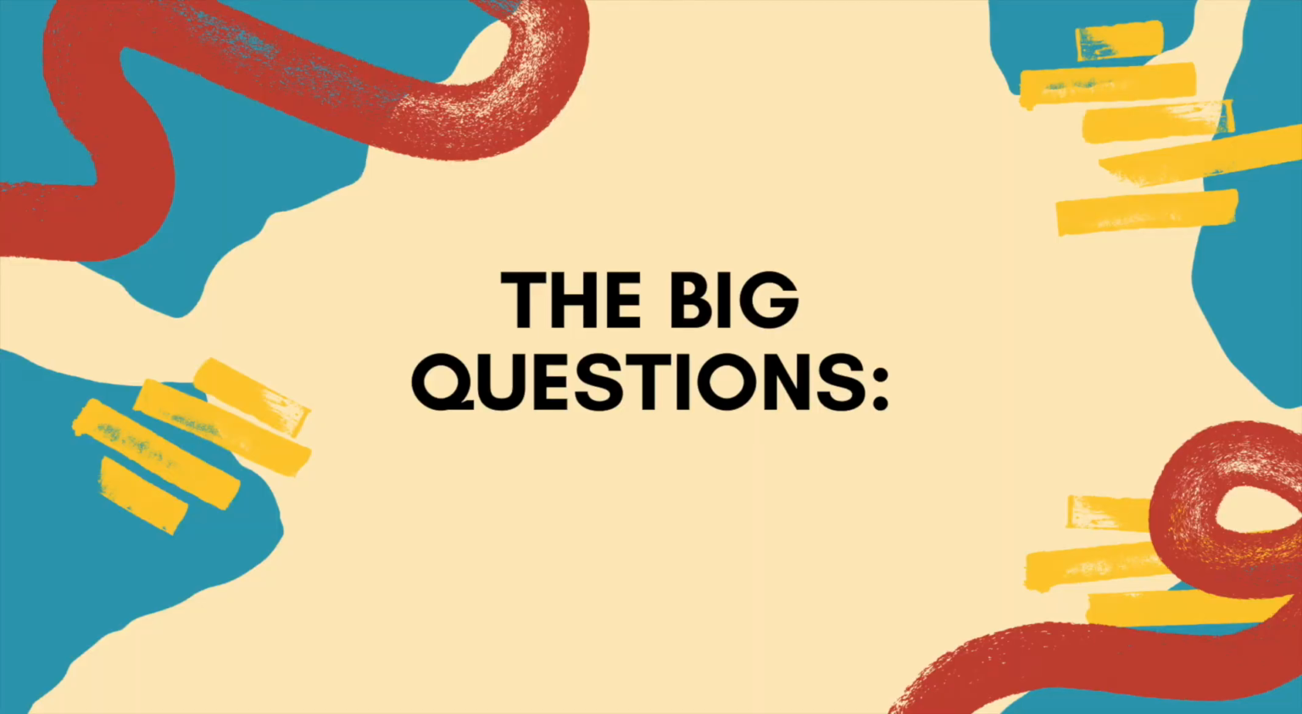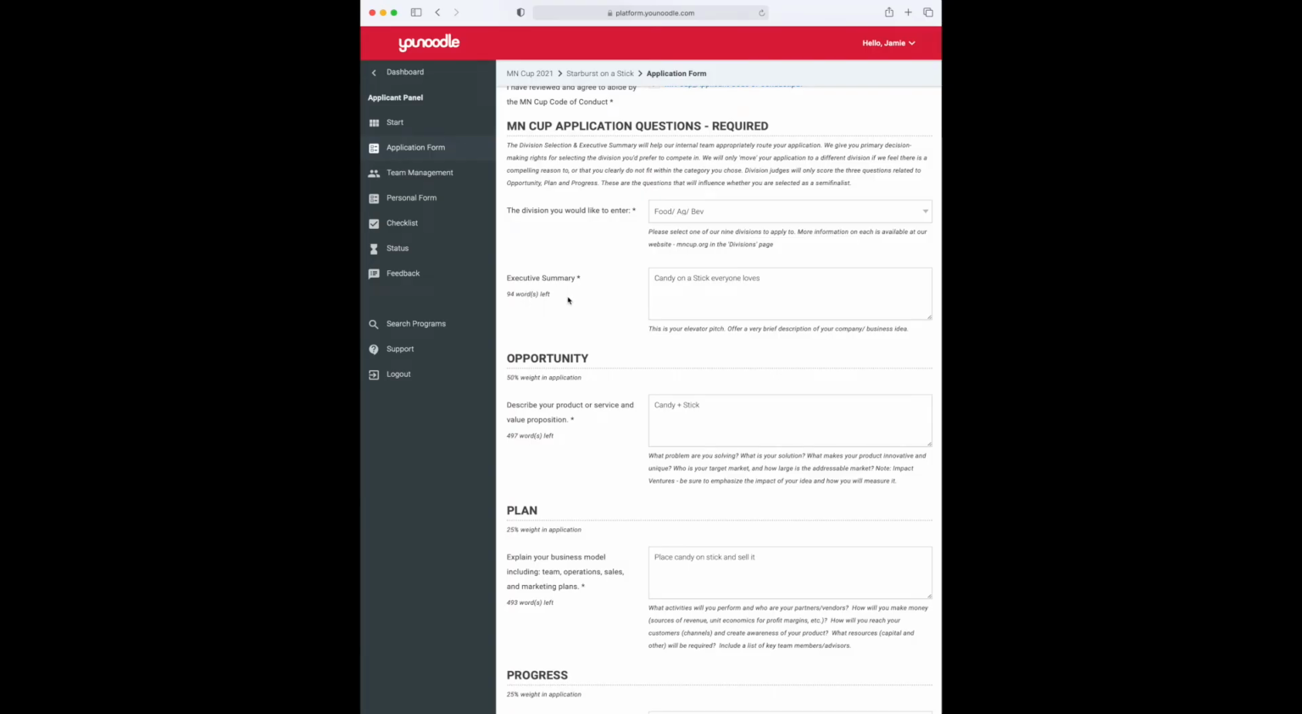Okay, moving on to the big questions. Your executive summary, opportunity, plan, and progress. So the first part is your executive summary. This is generally your elevator pitch, people like to call it, meaning how would you explain your company to someone if you only had a 30-second elevator ride? This should be a very brief statement.